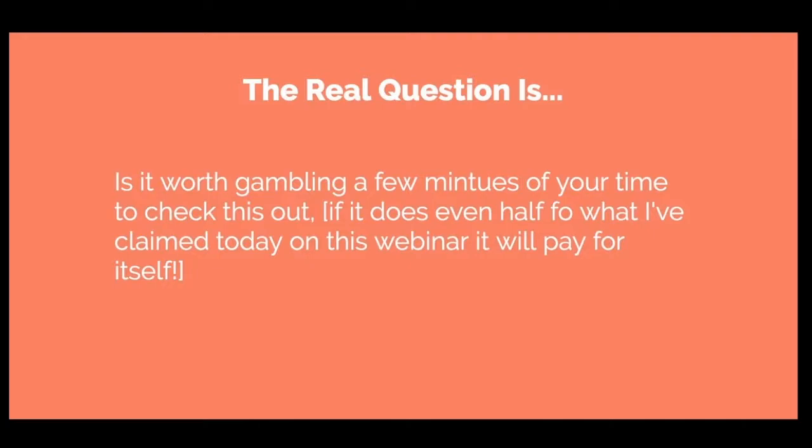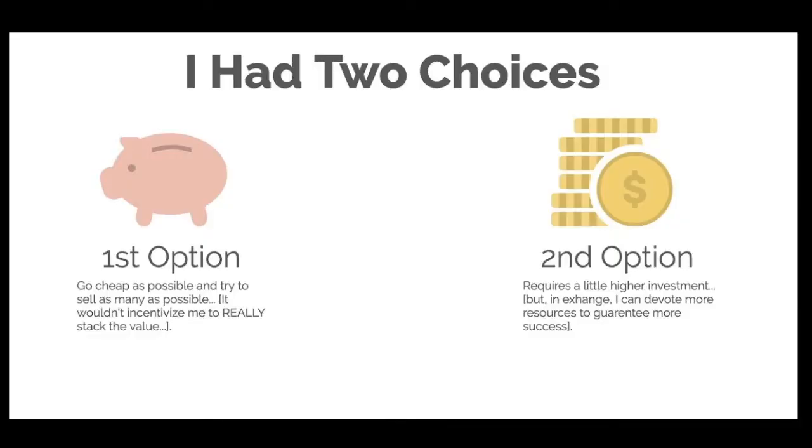You've gone this far. You've spent probably 40-some odd minutes with me. You've probably even seen more ads from me to even get to this point. You might have gotten an email from me. Is it worth going a little bit deeper? So for me, I had two options, right? You had your two options, and I had my two options.